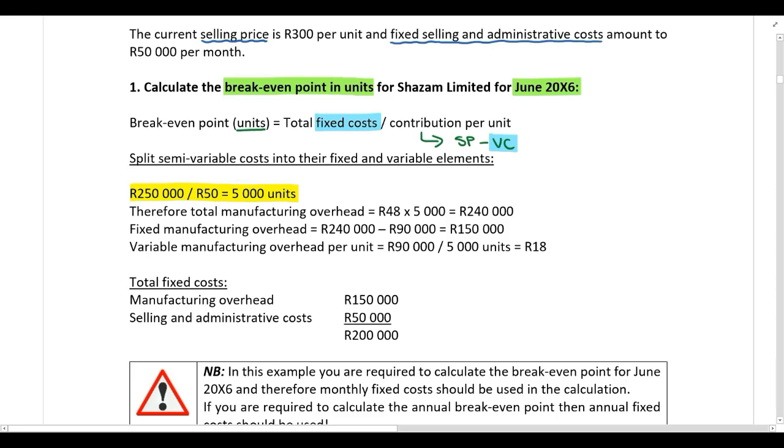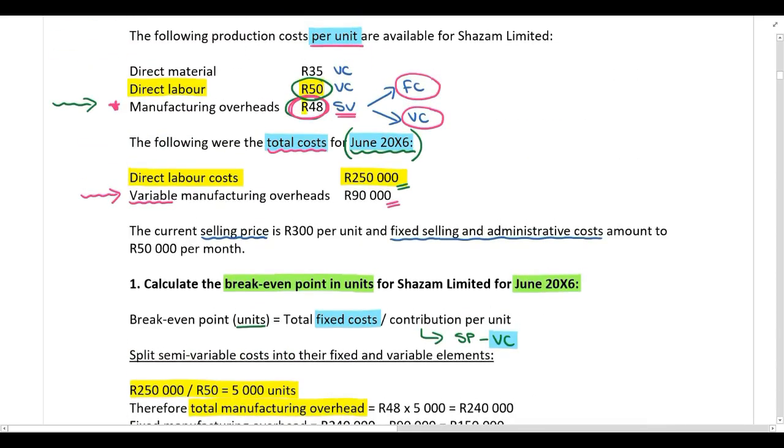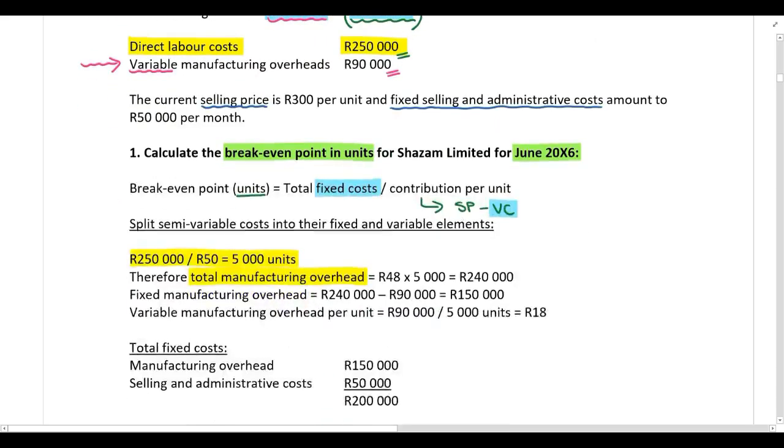We can then calculate the total manufacturing overhead. We know that the manufacturing overhead cost per unit is 48 Rand. So take the cost per unit, multiply by the number of units to get that cost in total. We now need to split this cost into its fixed and variable elements. So take the total cost, deduct the variable portion which you have been given, and you'll be left with the fixed portion. So that is my fixed manufacturing overhead.